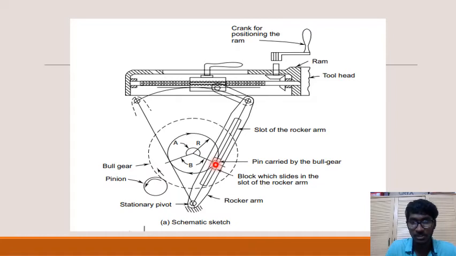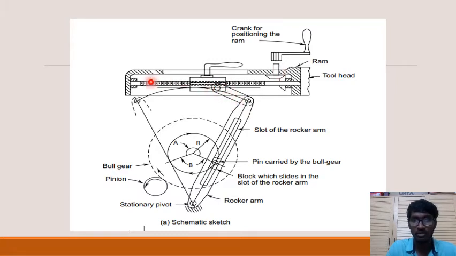Also, this pin is placed in between the slot of the rocker arm. So this is the rocker arm, and this slot is there. So there is a linear motion of this pin here. Now, if the gear rotates, the rocker arm oscillates about its pivot point. Also, at the end of the rocker arm, it is connected to the ram through a linked arm.